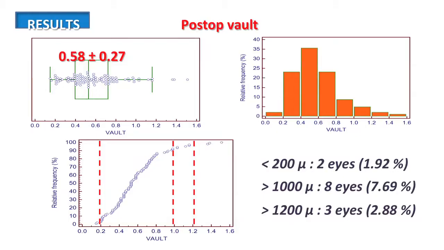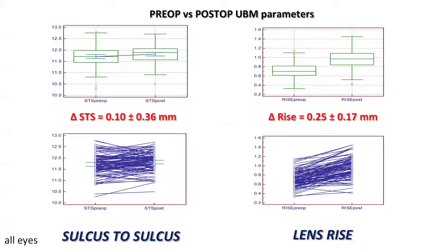And let's go to the vault. This is the vault we got, the actual vault we got in this series. It was 0.58 millimeters in mean, and you can see there is quite a widely dispersed set of data with a standard deviation of 0.27. So we got 2 eyes under 200 microns. We had 8 eyes over 1,000 microns, 1 millimeter, and there were 3 eyes over 1.2 millimeters. So as you can see, the distribution has a little tail to the right.